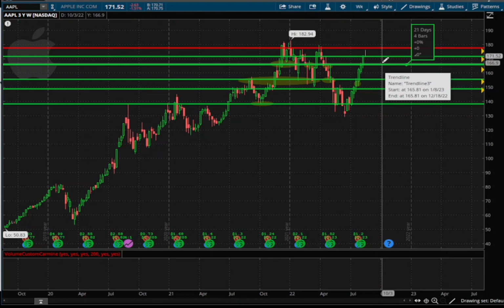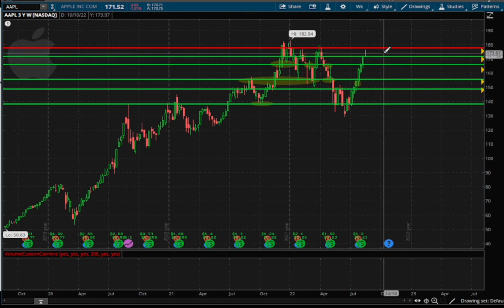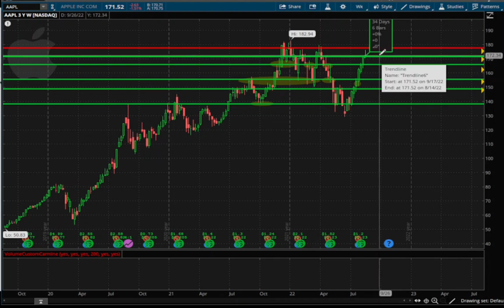But in order to understand contracts, I got a video on the option chain, how to place the trades, what all of it means. So check out that option chain video, understanding the option chain, how to purchase option contracts.